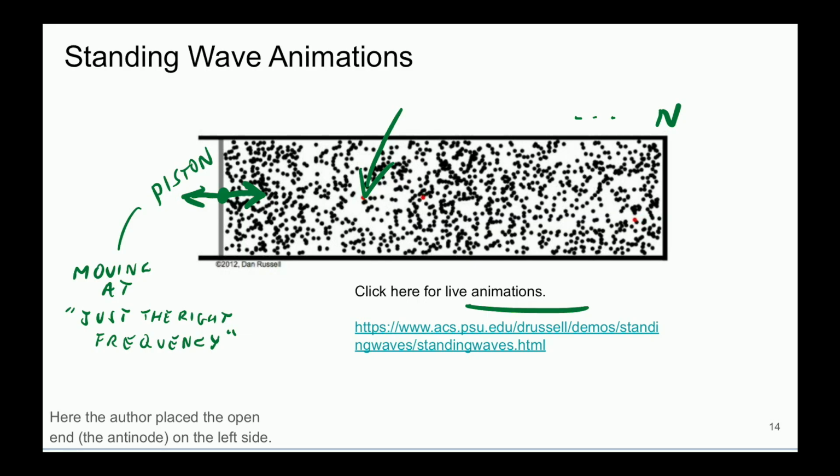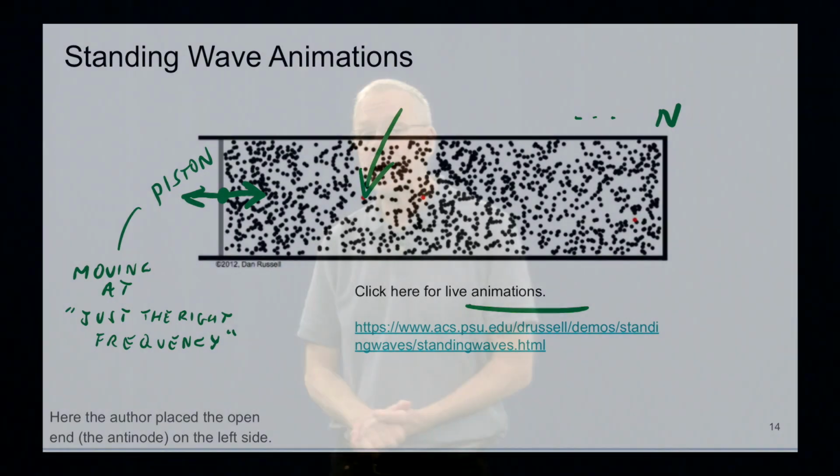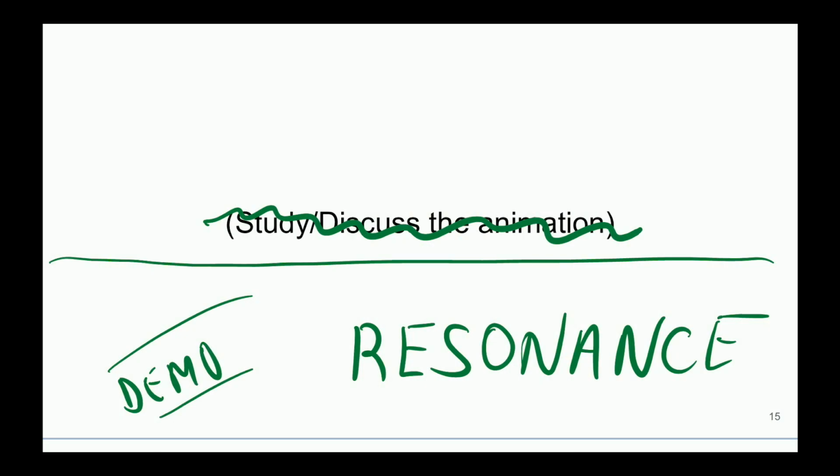Right? And you can guess that if I move that piston at just the right frequency, I should get a resonance. So let's see what is just the right frequency. Oh, I didn't say what resonance was, did I? Let me show you.